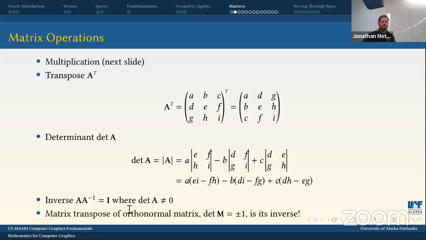Now, as we mentioned earlier, if you take the transpose of an orthonormal matrix, then the determinant is plus or minus 1. So the transpose is the inverse. There's a homework question that asks you to prove it for a rotation matrix, which is pretty simple, because then you just multiply. You'll be multiplying cosines and sines together, so you'll be able to use your trig identities to figure out whether or not that's actually true.